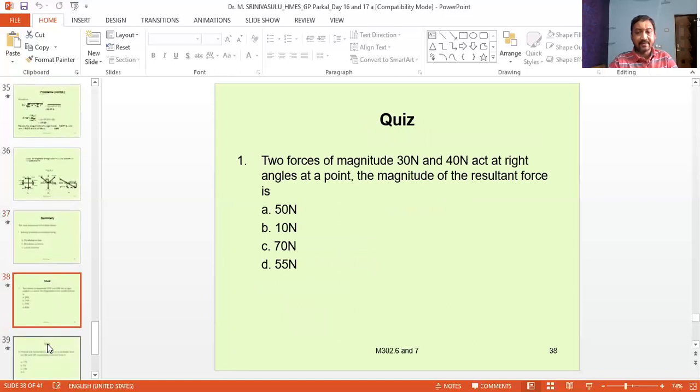Now coming to the quiz part. Two forces of magnitude 30 newtons and 40 newtons act at right angles at a point. The magnitude of the resultant force: when they are acting at right angles, the resultant is equal to the square root of 30 squared plus 40 squared. It becomes 50 newtons. So option A is the answer.